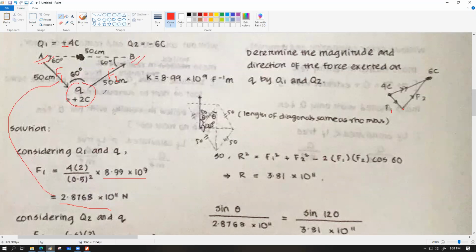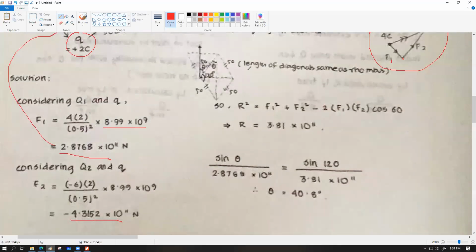This figure is not representing the actual orientation of these two charges. Don't mess this up. This is the force vector triangle. Component force F1, component force F2, resultant force like this. So the resultant is going to work upward right in this direction. So we're trying to find out how much this is going to be.